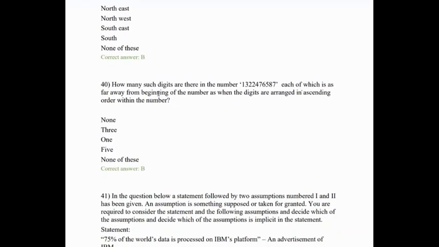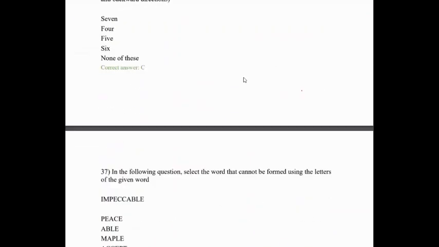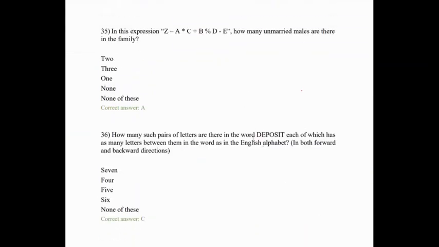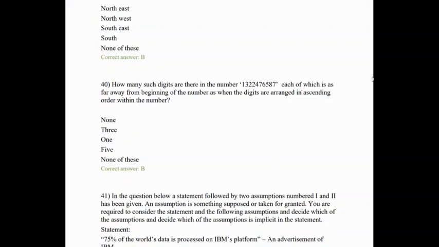Next, the 40th question is, how many digits are there in the number 1322, each of which is as far away from the beginning of the number. This is also the same as the earlier question. Wait, I'll show. Yes, this is the same as the 36th question, where it is given within the number itself.